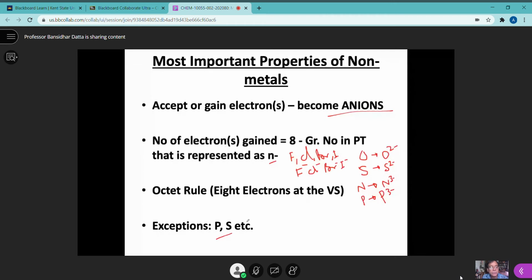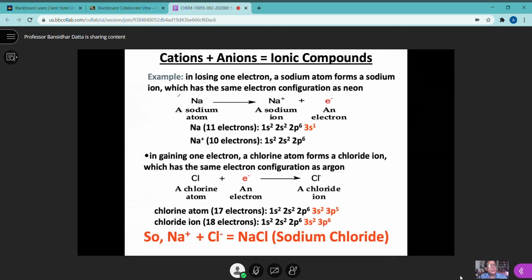All right. So, cations: metals lose electrons to become cations. Non-metals gain electrons to become anions. And cations and anions attract and become ionic compounds. That's the basic principle of making ionic compounds. Metals lose electrons to become cations, non-metals gain those electrons to become anions, and positive charge and negative charge attract. They make the ionic compounds.